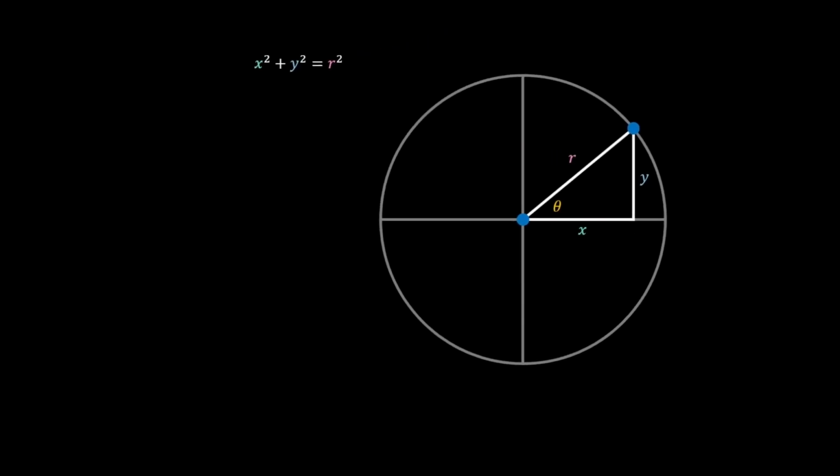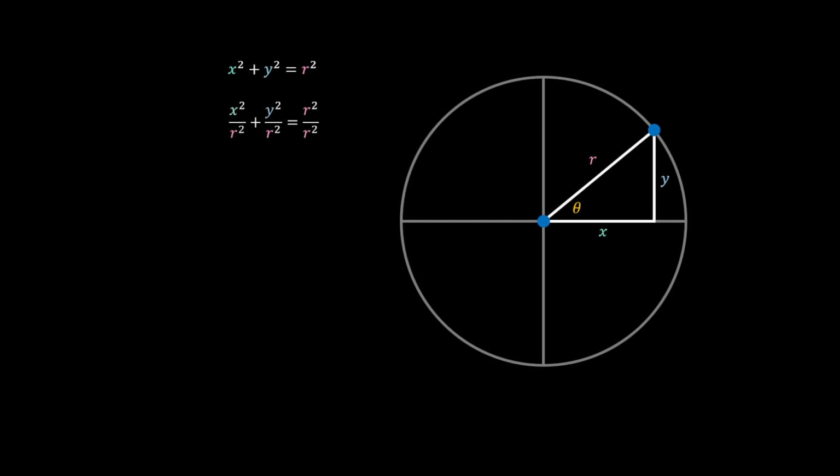We take this equation and divide by r squared. The r squared cancel, and we arrive at our first trig identity, sine squared theta plus cosine squared theta equals 1, where x over r is cosine and y over r is sine.